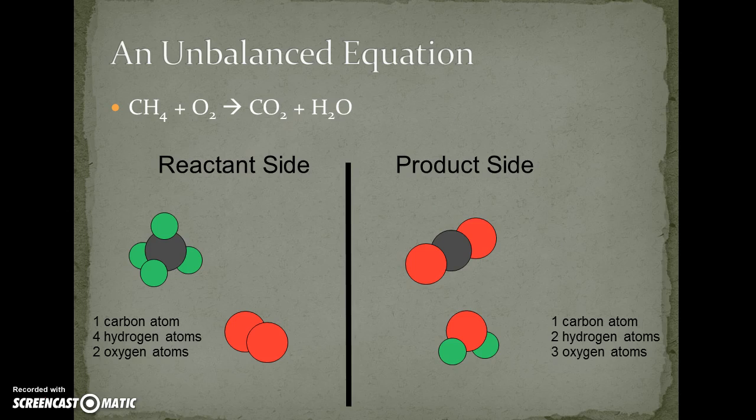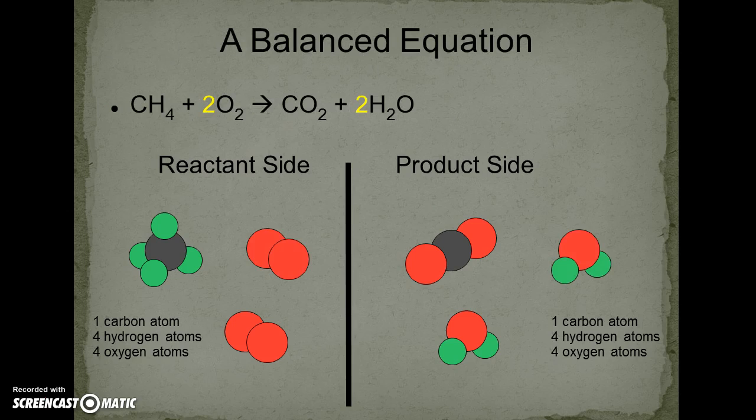So if we were going to balance it, we would know that we actually need 2 oxygen molecules starting off, and we're going to get 2 water molecules at the end. So now if we look at it, we have 1 carbon on each side, and we have 4 hydrogens on each side and 4 oxygens. All right, so I don't want you to really worry about how we did this if you are not sure how to balance an equation, but I just want you to notice that what we changed was the coefficients.